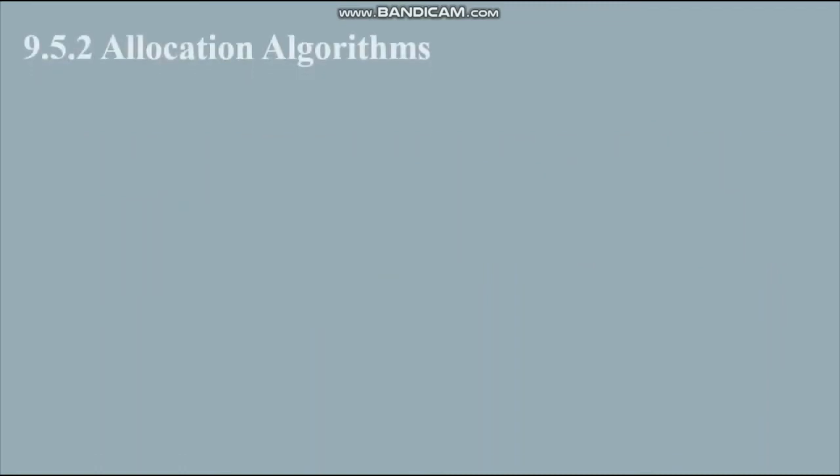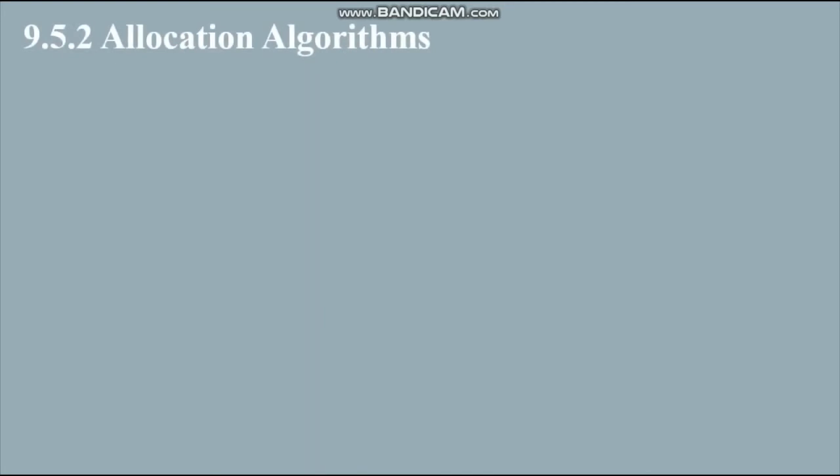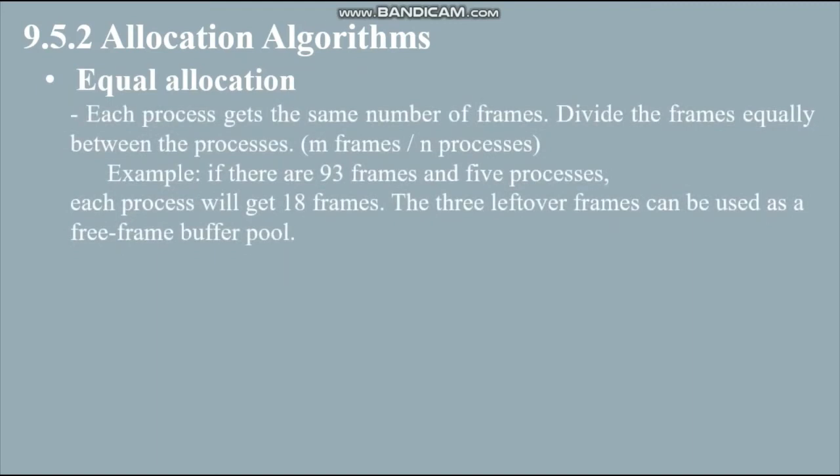So next is allocation algorithms. Under allocation algorithms is equal allocation, in which each process gets the same number of frames. Divide the frames equally between the processes, so m frames divided by n processes. For example, if there are 93 frames and 5 processes, 93 frames divided by 5 processes, each process will get 18 frames. The 3 leftover frames can be used as a free frame buffer pool.